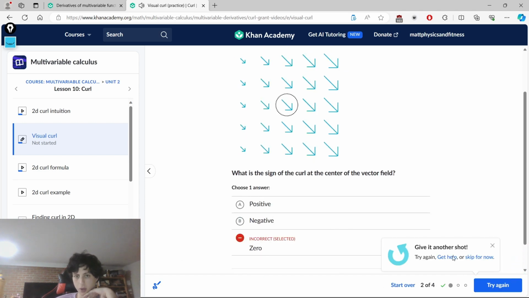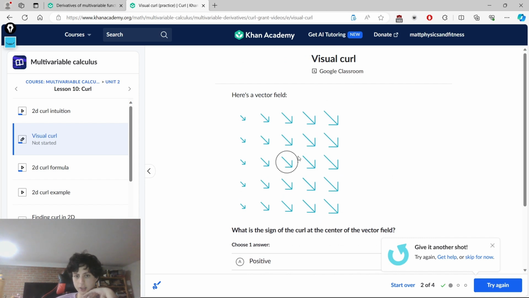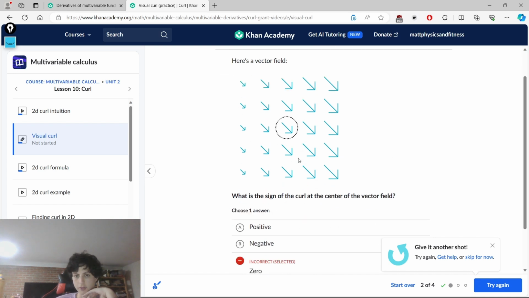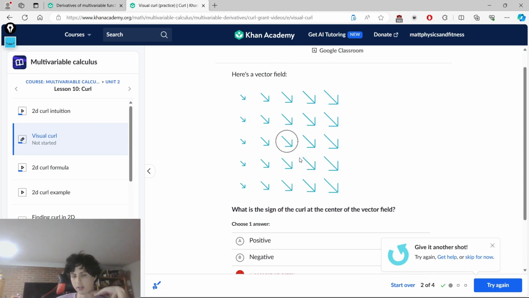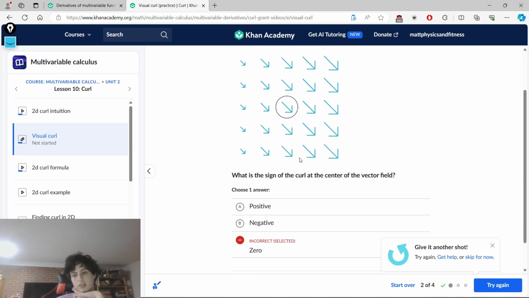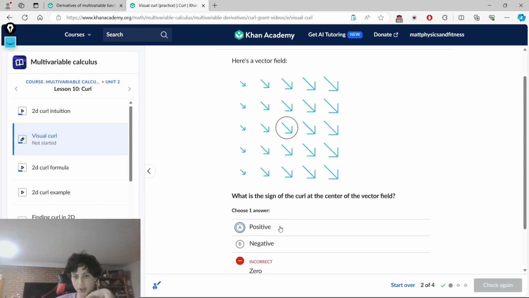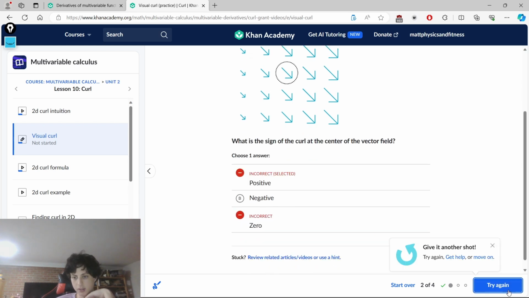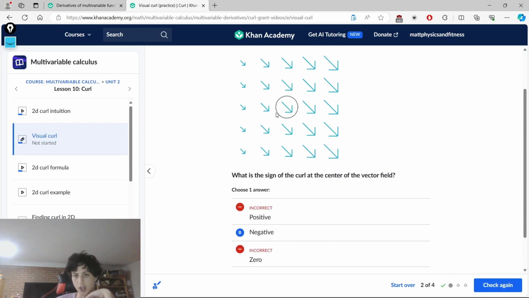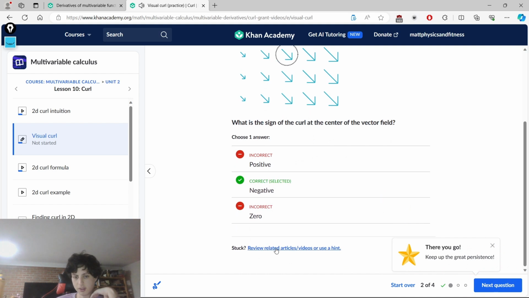What? It's all going like this. At the center of the vector field, there's no rotation, I thought. What? Okay, positive? I don't know. What? Negative? This is clockwise? Oh, I guess. Yeah, clockwise. That kind of makes a little bit of sense.